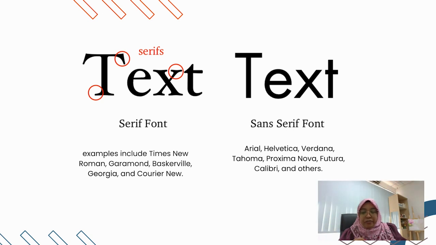examples of serif fonts. Some examples of serif fonts include Times New Roman, Garamond, Baskerville, Georgia, and Cooper New. Okay, besides that, for the sans serif fonts, you may check into this group of fonts. For example, we have Arial, Helvetica, Verdana, Tahoma, Proxima Nova, okay, Futura, Calibri, and others. Okay, so look into these examples, and you may see the difference between both more clearly.